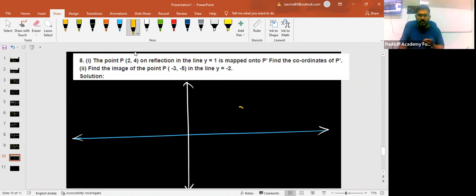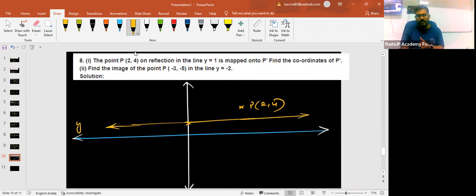Imagine point P is 2 comma 4. Now it has to be reflected in the line y is equal to 1. Y is equal to 1 means it is a line parallel to the x-axis passing through point 1, right? So this is your line, y is equal to 1, isn't it? Now, this has to get reflected in this line like this. This is a rough diagram, children. I haven't labeled any numbers, so that is why it is looking very irregular.